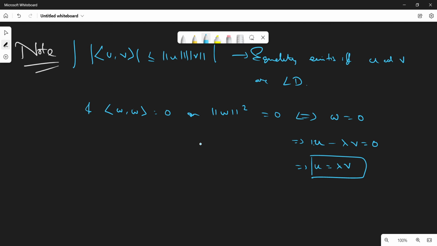Is it clear? The same thing also happens in the triangle inequality case too. Equality exists if the vectors are linearly dependent. We can check it on our own. In the next lecture, we might be studying the concepts of inner product space and metric space, moving on to concepts like orthonormal vectors and orthogonal vectors.